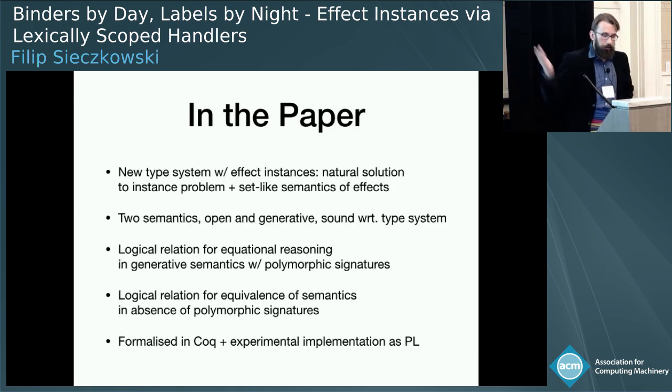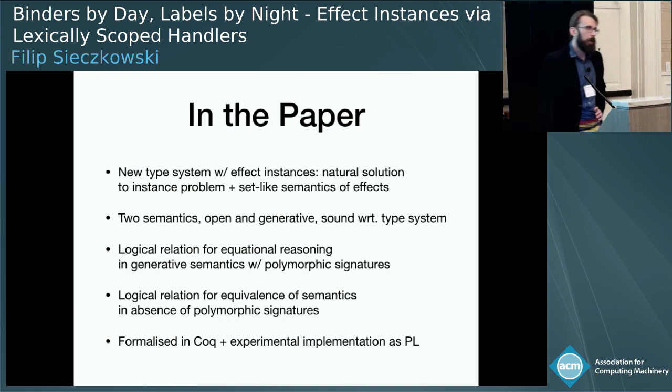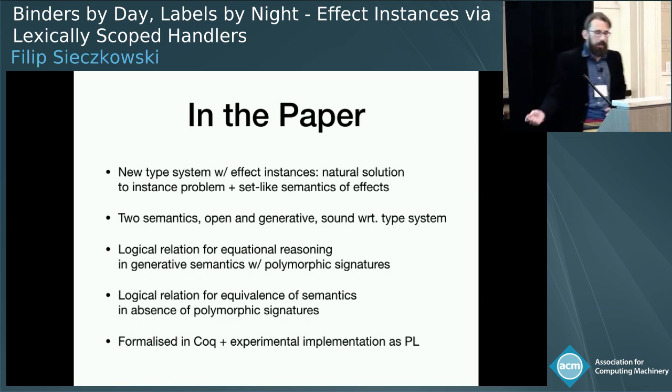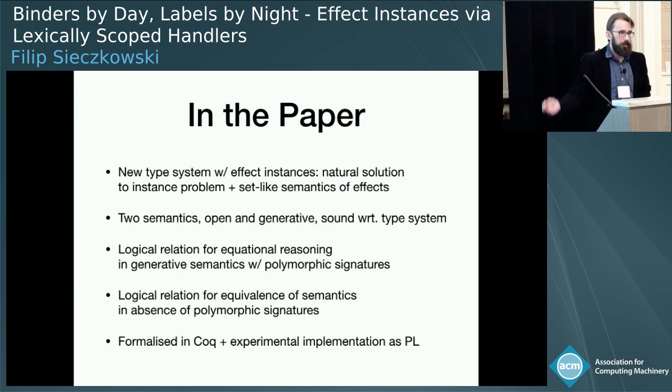So I'll leave you with this slide. So what's in the paper? A novel type system, two semantics, two logical relations, one for establishing parametricity for the generative semantics, and one for establishing equivalence of the two. And it's all formalized in Coq. We have an experimental implementation, and I'll be happy to take questions.